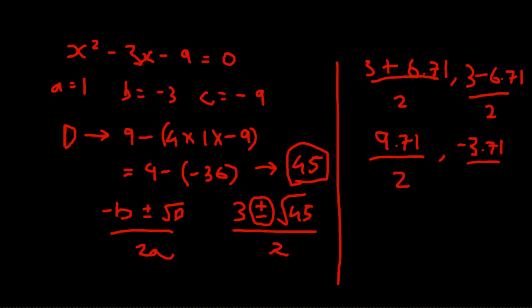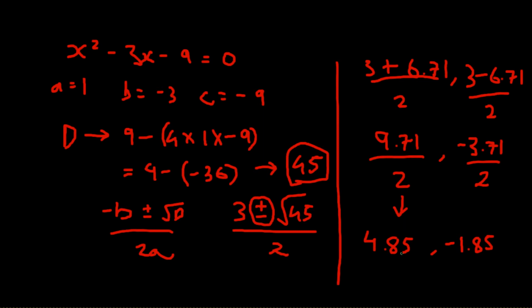Solve these further, we get 4.8, what do you get? 4.85, and the other one will be minus 1.85, and again I'm rounding off over here. This will not be exactly it, this will actually come out to be 9.7, but I've rounded off.